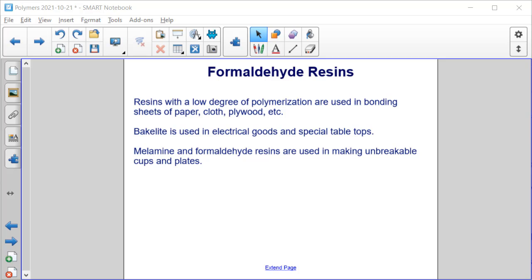Resins with a low degree of polymerization are used in bonding sheets of paper, cloth, plywood, etc. Bakelite is used in electrical goods and special tabletops. Melamine and formaldehyde resins are used in making unbreakable cups and plates.